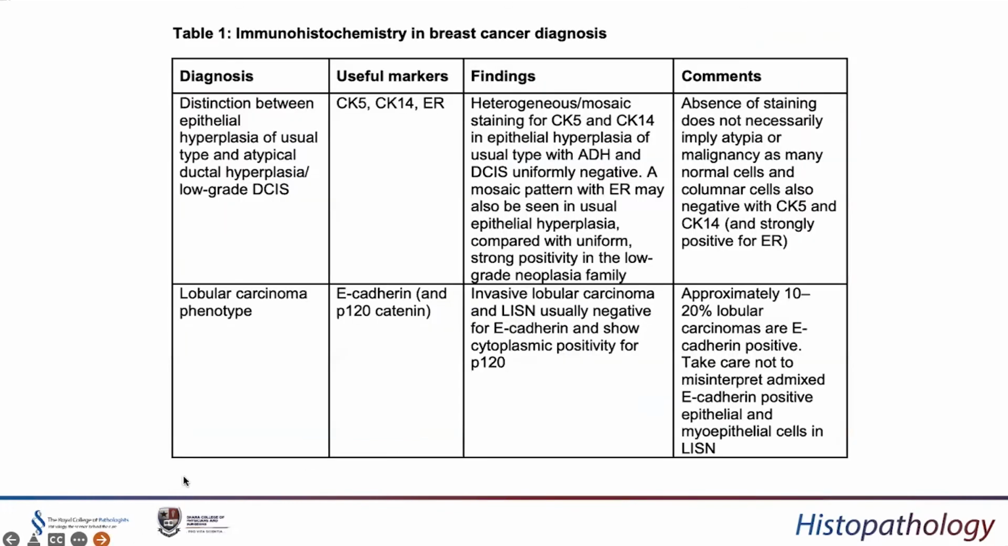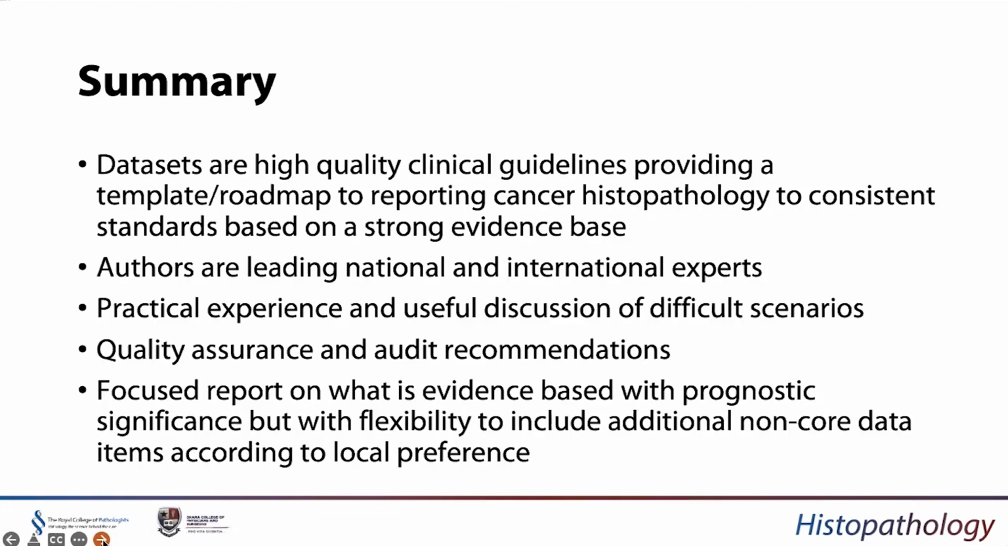So this is what I was talking about. Immunohistochemistry in breast cancer diagnosis can be really helpful. This is a common scenario where we ask whether this is epithelial hyperplasia of usual type, atypical ductal hyperplasia or low-grade DCIS, one of those difficult diagnostic challenges, where we can use immunohistochemistry to help guide our practice. And lobular cancers, again, are always a challenge.